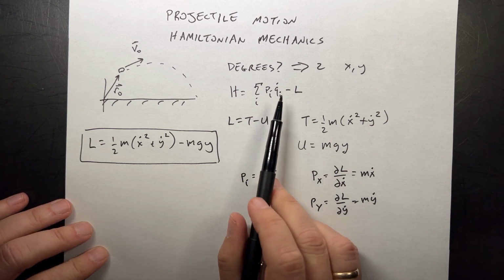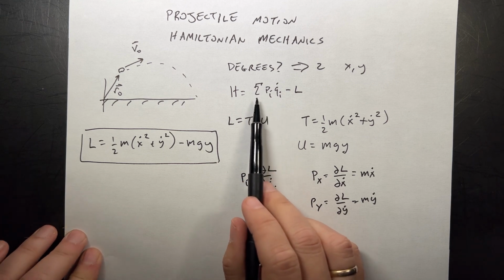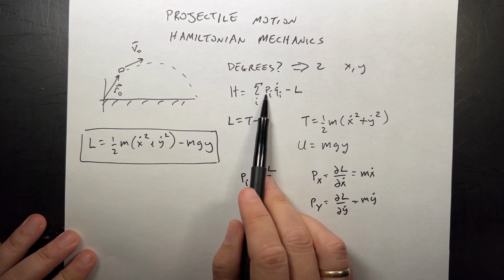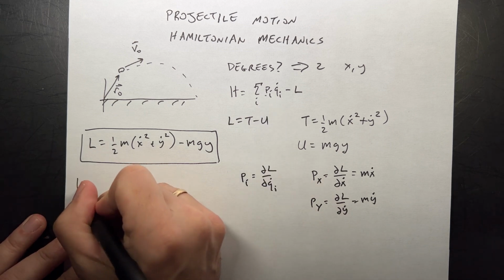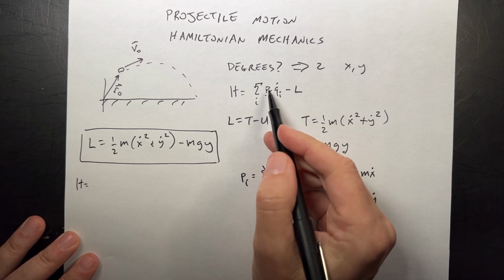Now we can go ahead and write the Hamiltonian. I have 2 terms here, a sum of 2 terms, right? I have to do p_x x dot plus p_y y dot. So let's write it right here. H is, I'm just going to write it in terms of p's first.